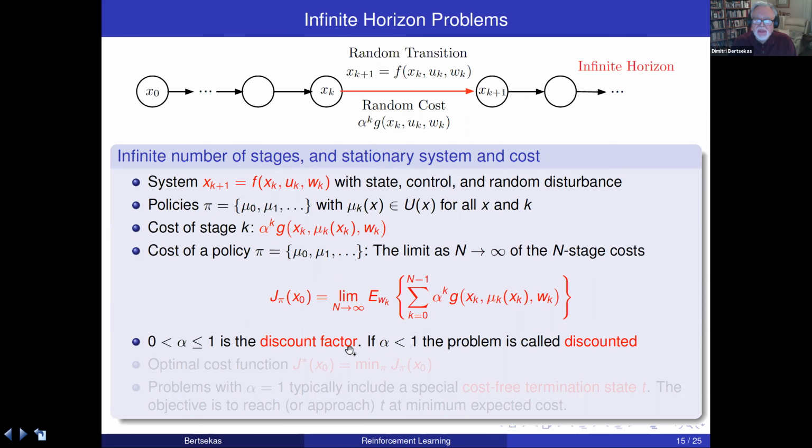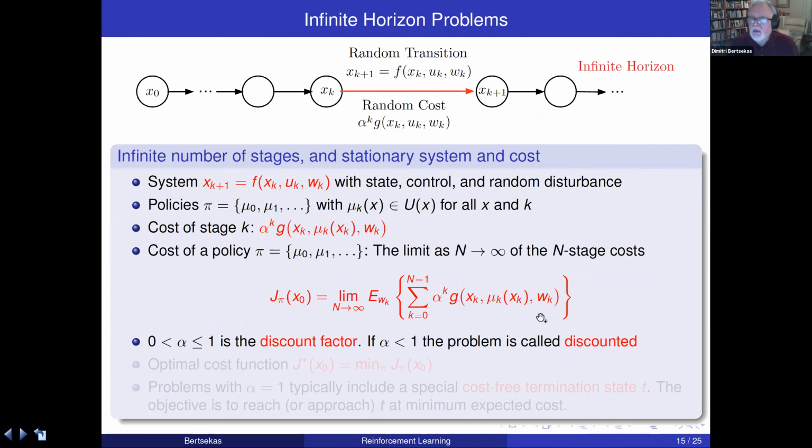And okay, about the discount factor. If alpha is less than 1, the problem is called discounted. You'll see these problems very often in the literature. One reason is that they arise naturally in the system model. So the role of this discount factor is that future costs count less to us than present costs if alpha is less than 1. They're geometrically diminished with this alpha to the k. And for financial problems, this makes sense. Costs in the future may count to us less than the same cost in the present.